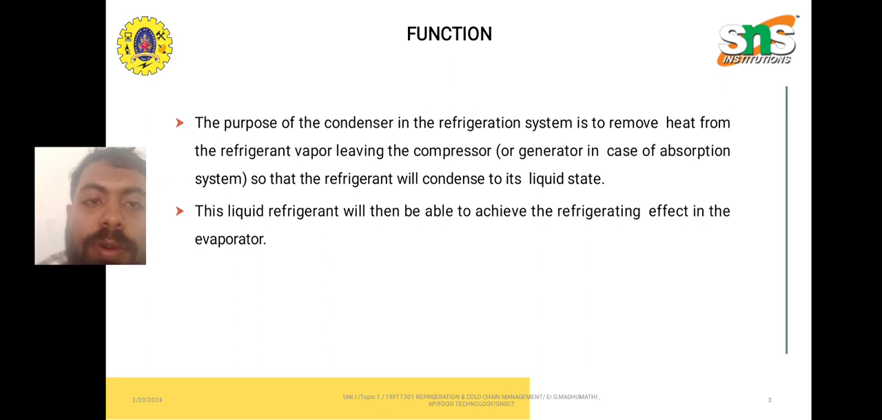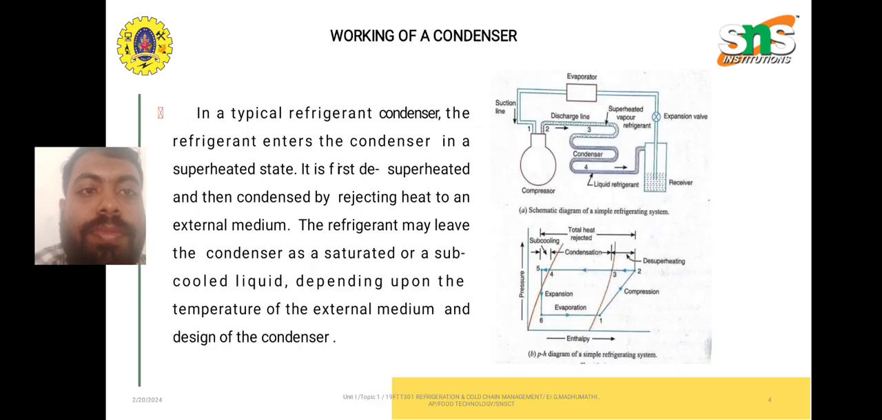Function. The purpose of the condenser in the refrigeration system is to remove heat from the refrigerant vapor leaving the compressor, or generator in case of an absorption system, so that the refrigerant will condense to its liquid state. The liquid refrigerant will then be able to achieve the refrigerating effect in the evaporator.